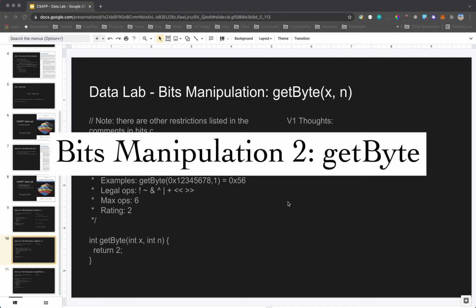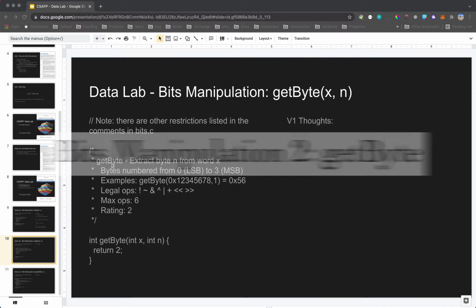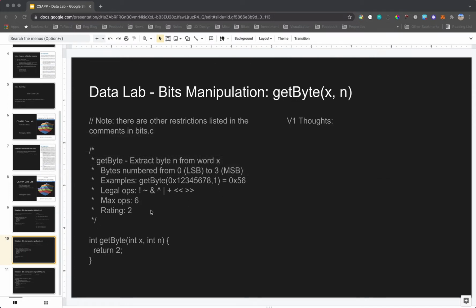Welcome back. In this video, we're gonna continue to solve the second problem in the bit manipulation series of this data lab. This question is called getByte. I copied the same problem description on the left side here from the source code.